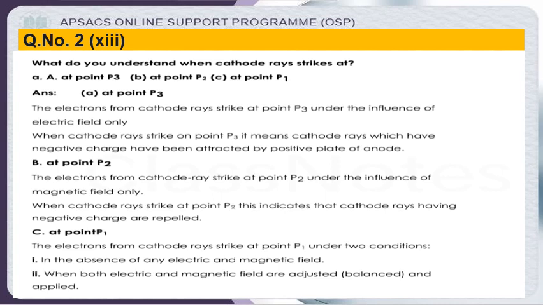When it has turned to point P3, it means it is under the influence of the electric field. As you can see, it is moving towards the positive terminal, upward, which is shown with a plus sign. This is the positive terminal of the electrical field. Similarly, P2 represents when the cathode rays are striking under the influence of the magnetic field. So this is all about this diagram, and then we come to the next diagram.